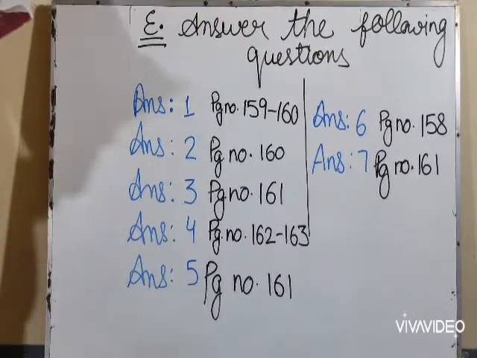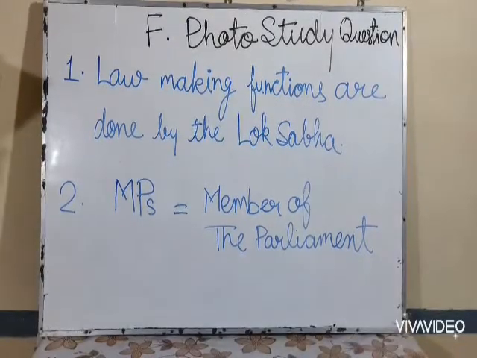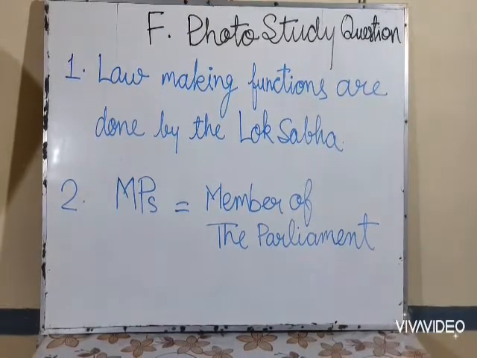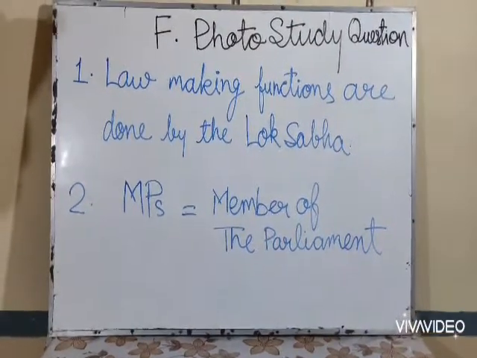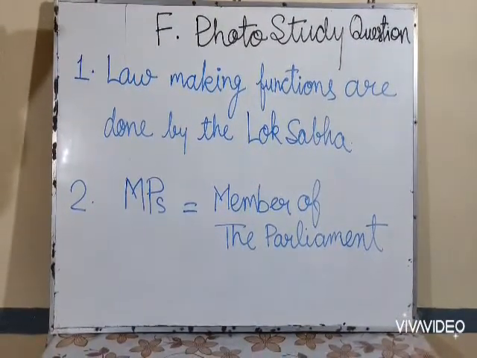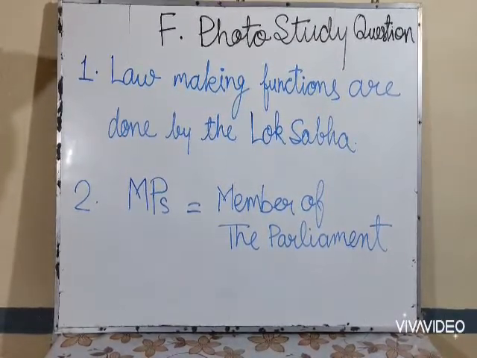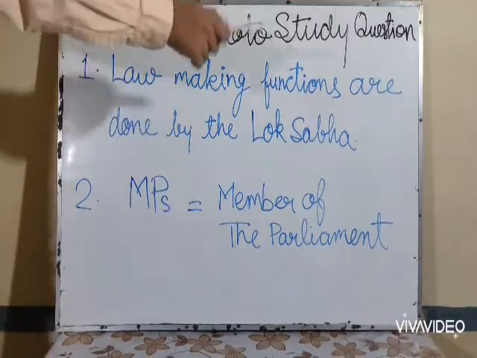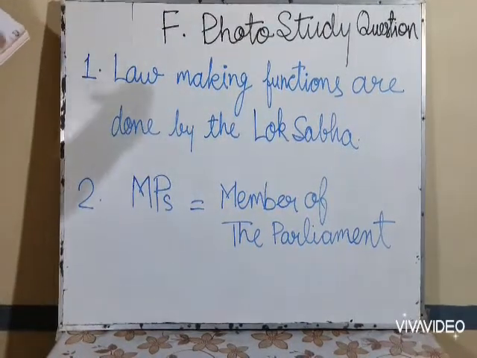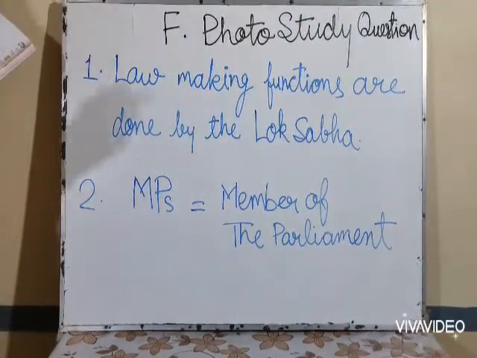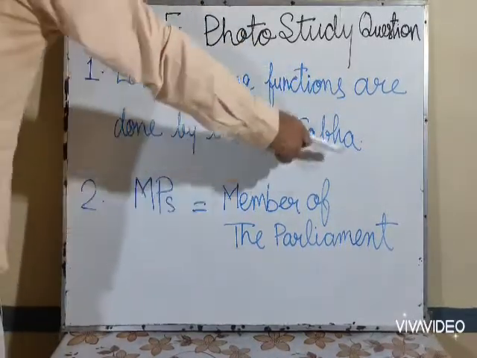Now we will go for the photo study questions. Look at the picture in your book and answer the following questions, such as the first question: which function of government is performed in this house? The picture is of the Lok Sabha and the answer is: lawmaking functions are done by the Lok Sabha.